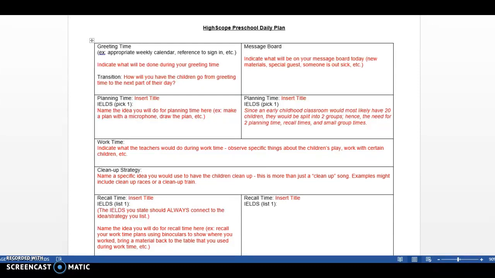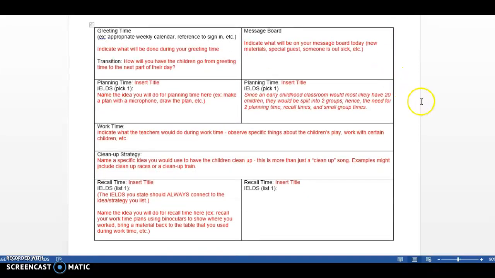on your plan. Again, in that plan to review sequence, we always have planning, then work time, cleanup, and then of course we have the review time. And so for that recall time, you're going to do the same thing that you did with planning. You're going to pick an Illinois Early Learning and Development Standard to link to that, and then you're going to talk about the idea that you're going to have for each of those groups of recall time.